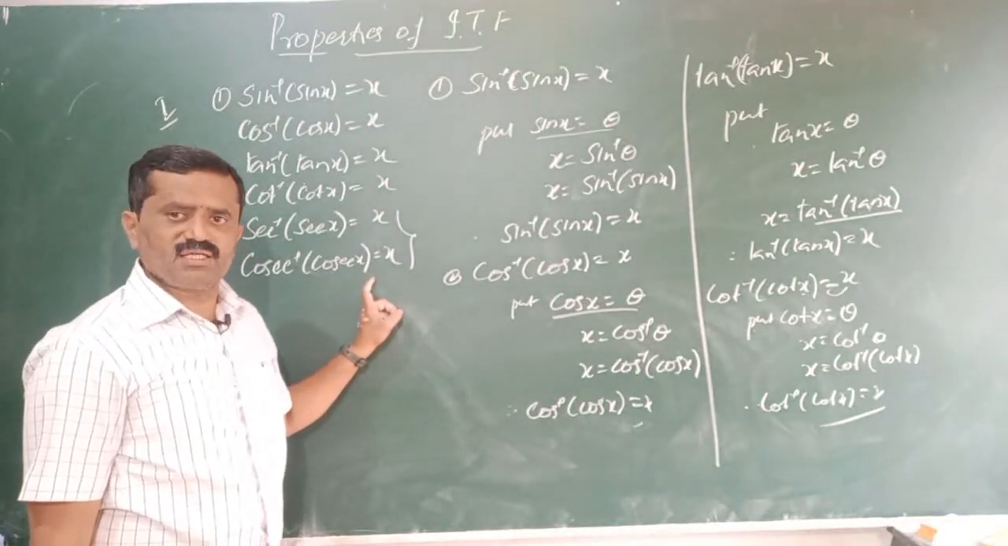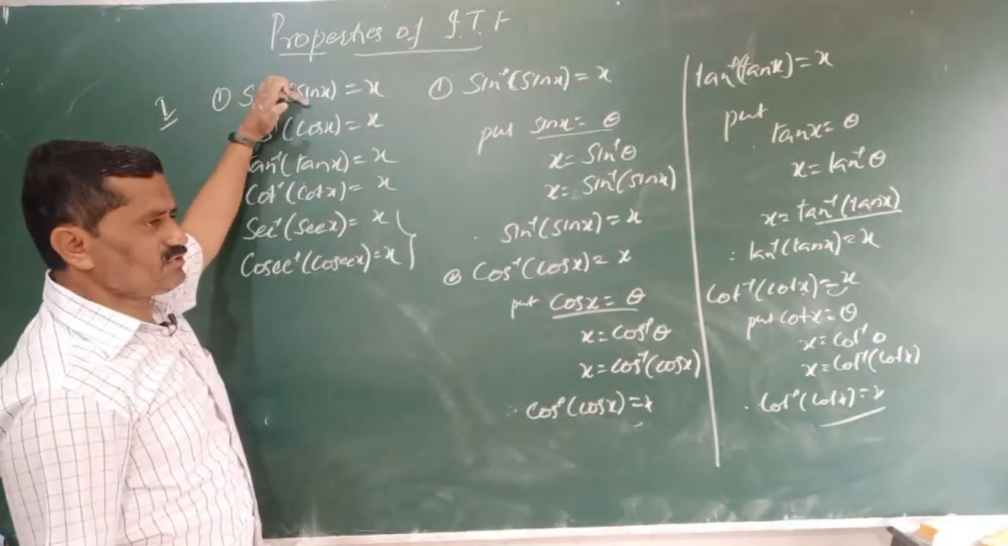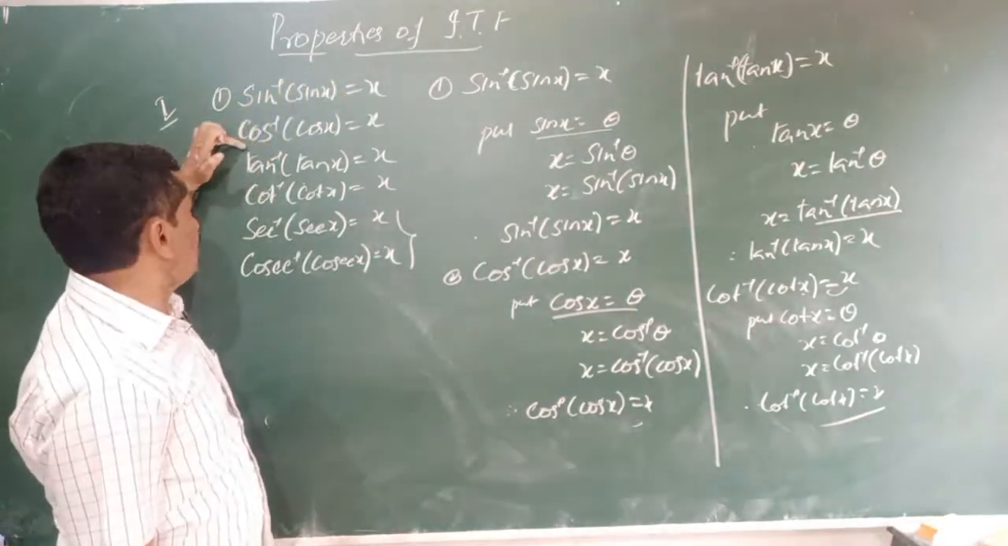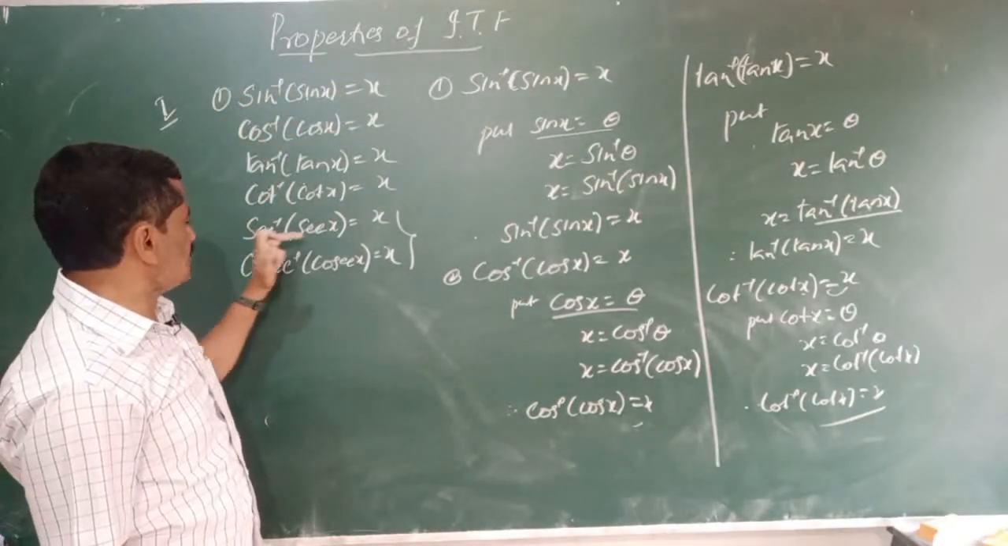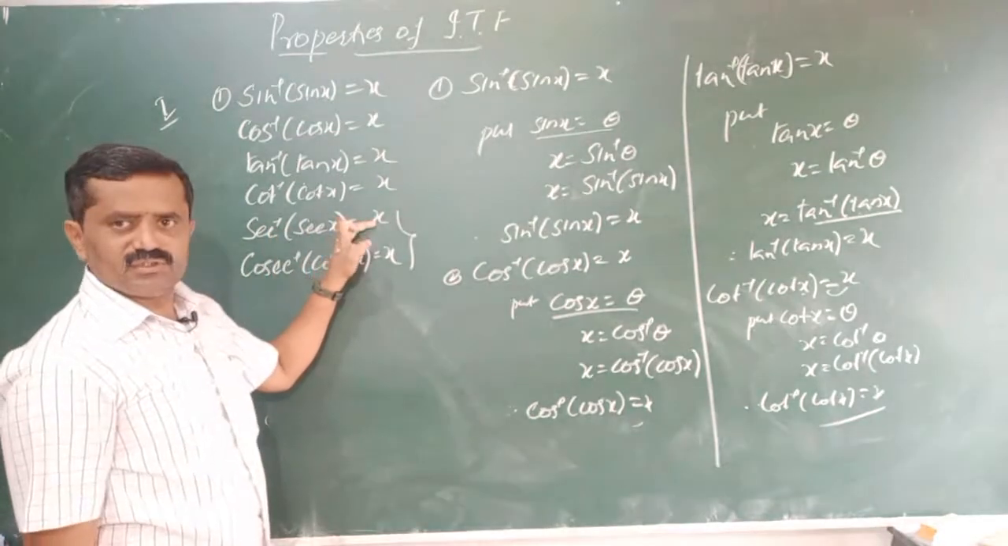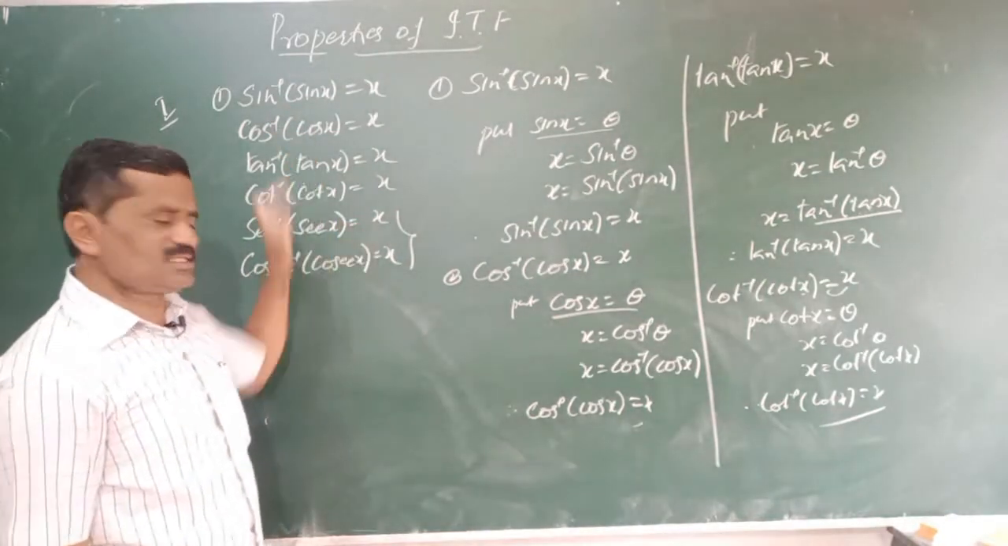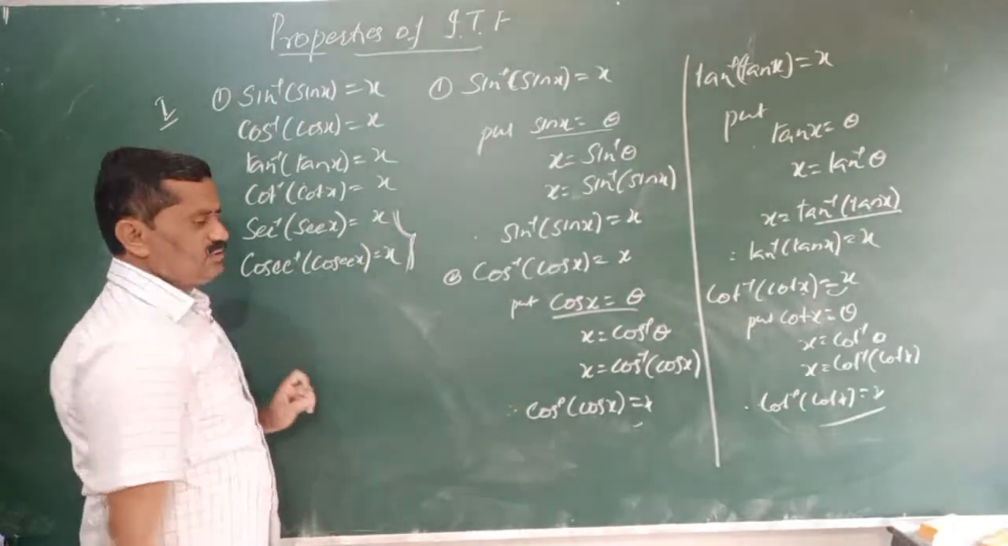Okay children, again, sin inverse of sin x is equal to x, cos inverse of cos x is equal to x. Similarly, we have secant inverse of secant x is equal to x. Try this too at home.